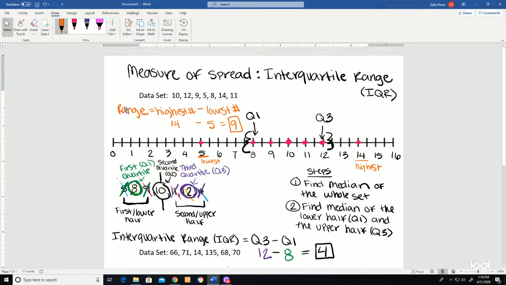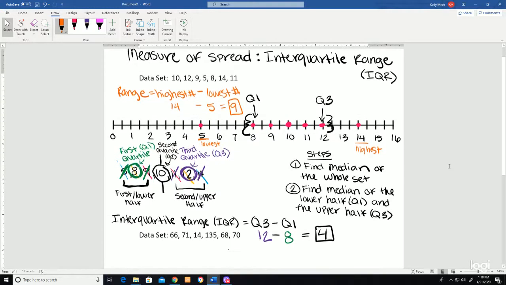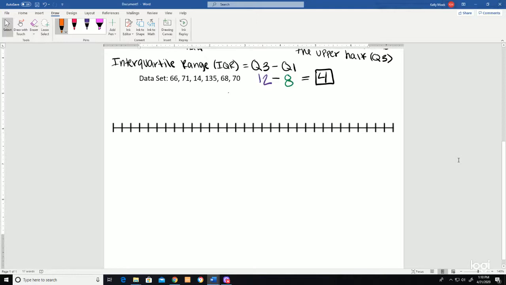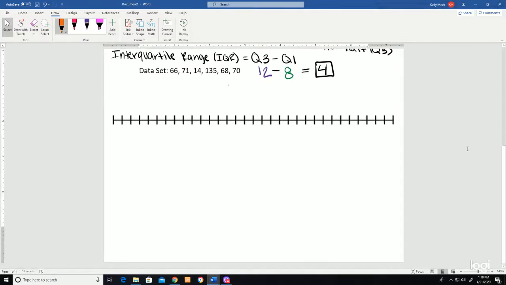If they ask you to find the range, they want you to subtract the highest minus the lowest numbers. If they're wanting you to find the interquartile range, you have to find the medians and subtract Q3 minus Q1. There is a difference. So let's go ahead and find all the data we possibly can in this second example.